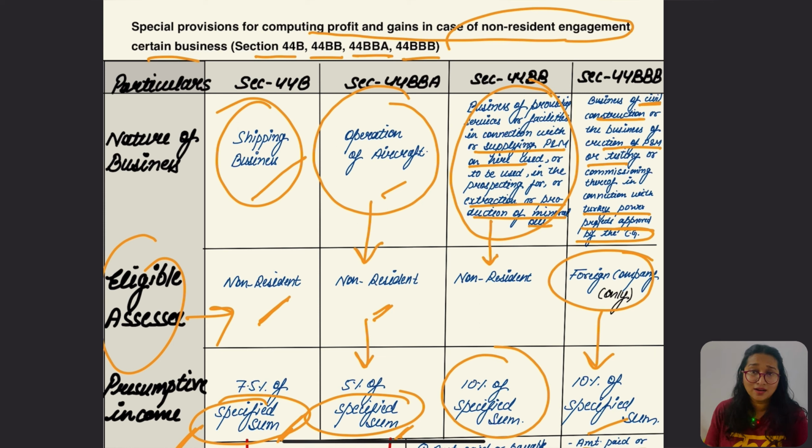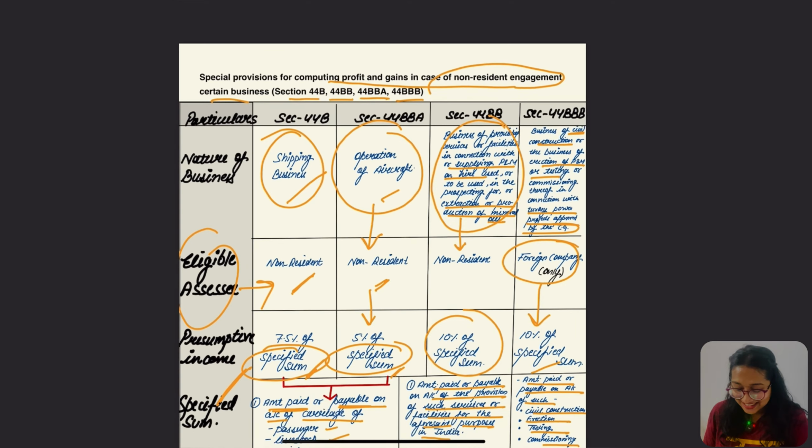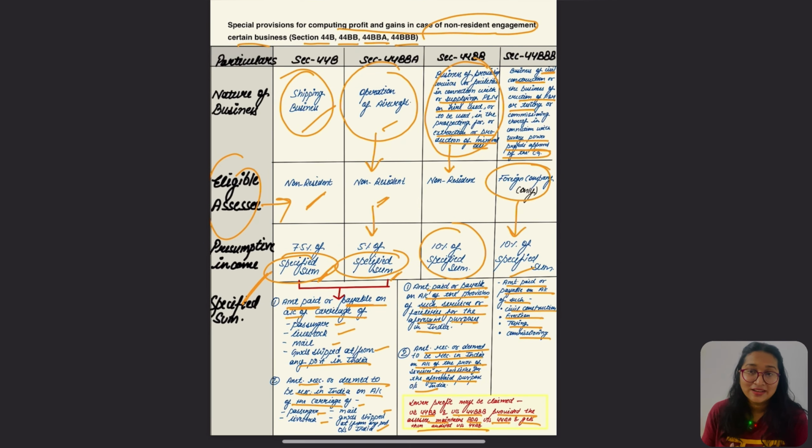Hope you are doing your revision. So what we have covered is the remaining points of income deemed to accrue or arise in India, the exempt income under section 10, and some of the specified provisions for the non-resident who engages in some business specified under sections 44B, 44BB, 44BBA, 44BBB. Till this point you have to do the revision.